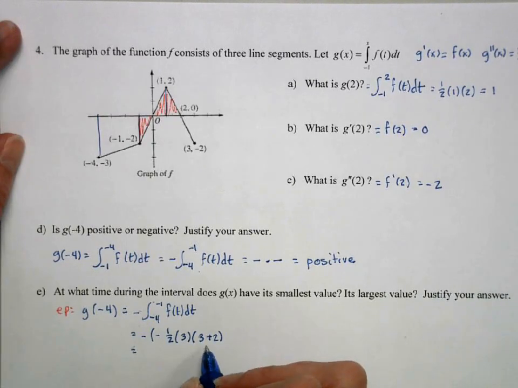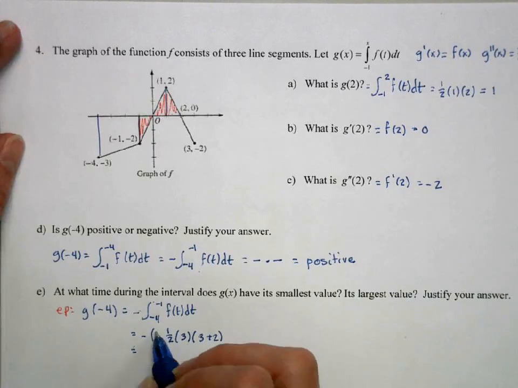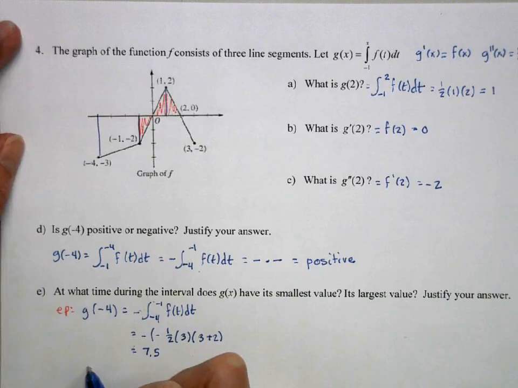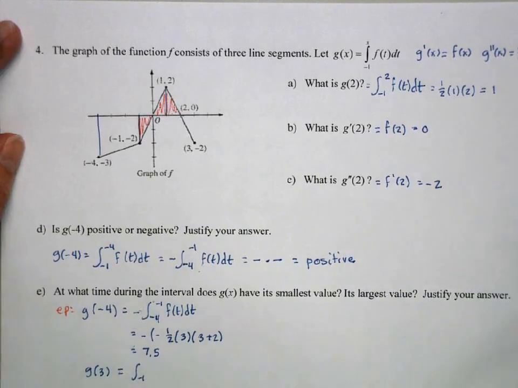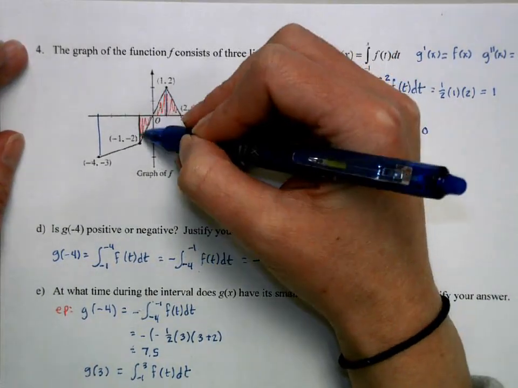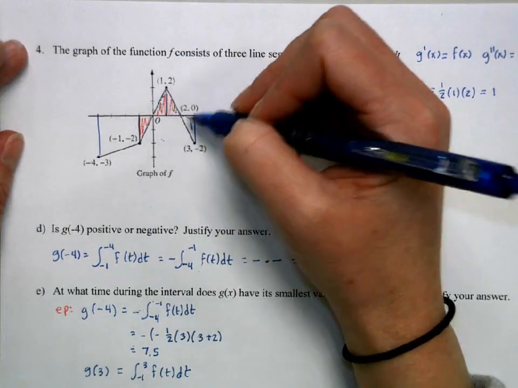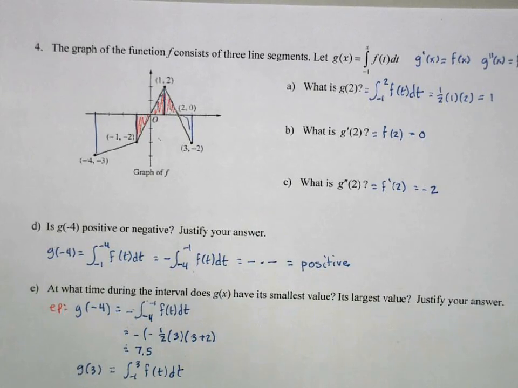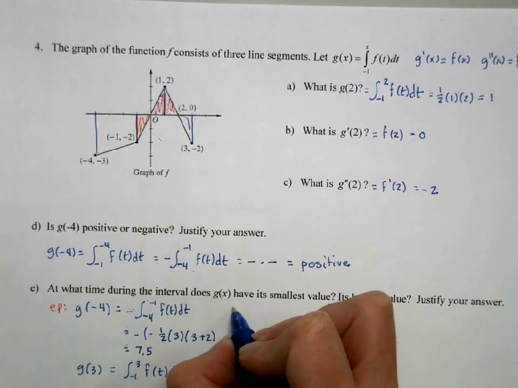G of my other endpoint, 3, is going to be the integral from -1 to 3 of f of t dt. Okay, so -1 to 3 is going to be all of this. Well, I've got the same area above and below, so this is just going to be 0. My critical points are when g prime of x, which equals f of x, is 0. That's going to occur here and here.